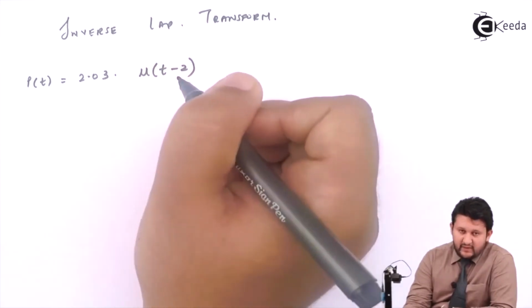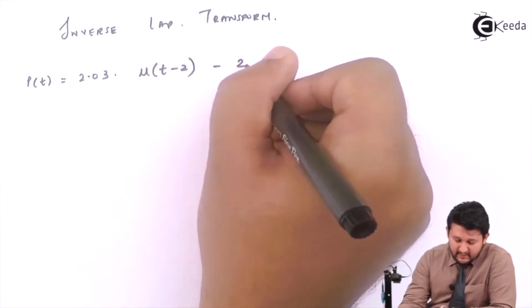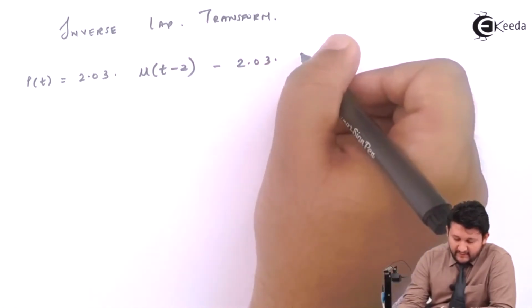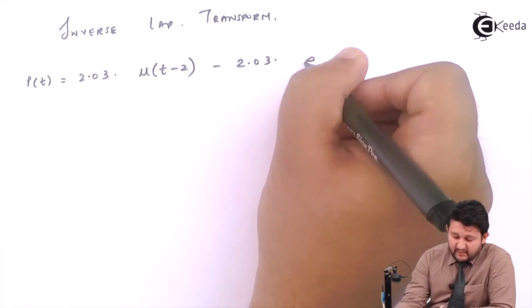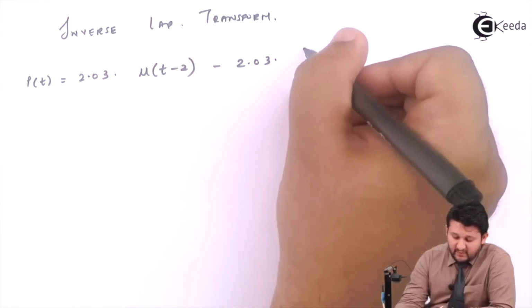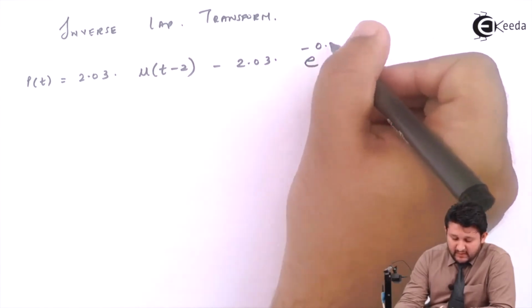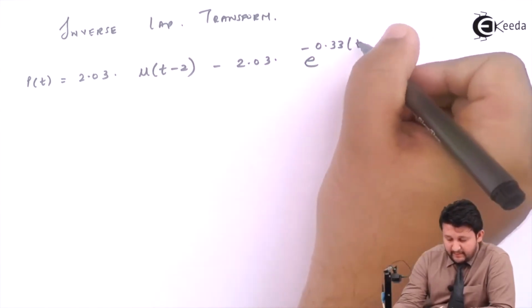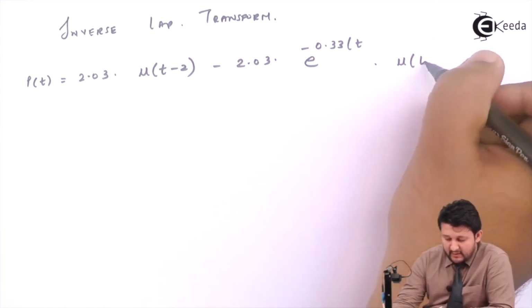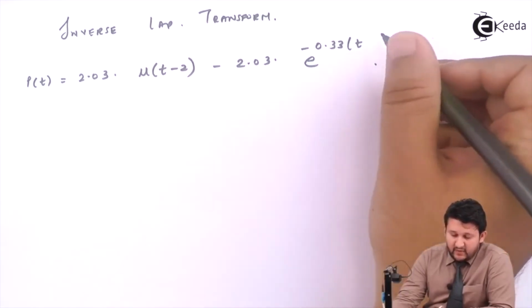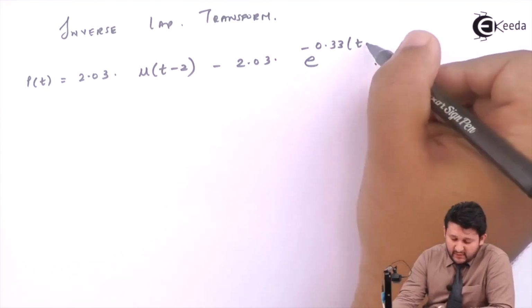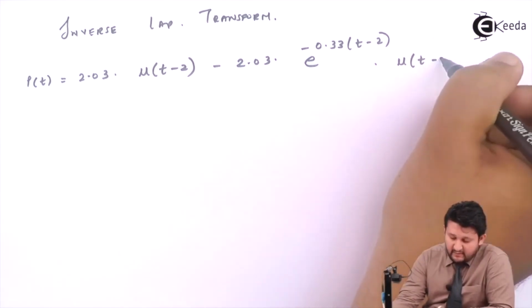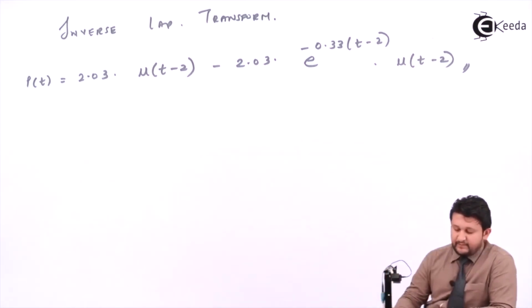So that is shifted over here. Minus 2.03. You have 1 upon s plus 0.33. That means for s plus 0.33 it will be e raised to minus 0.33t, and 1 upon s will be u(t). Again you have the exponential in the numerator. So for the exponential in the numerator, the t will be shifted by minus 2 and minus 2.